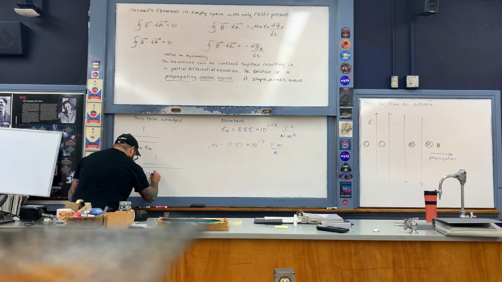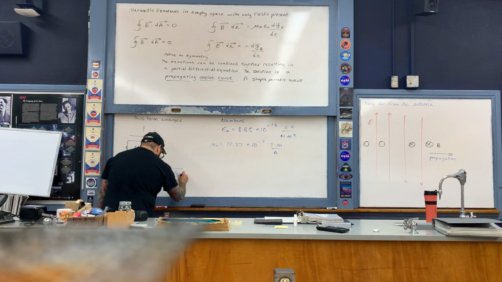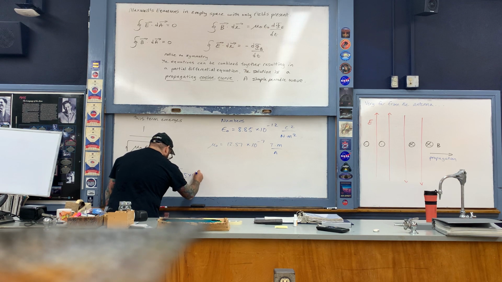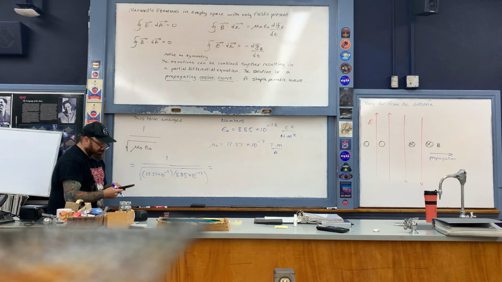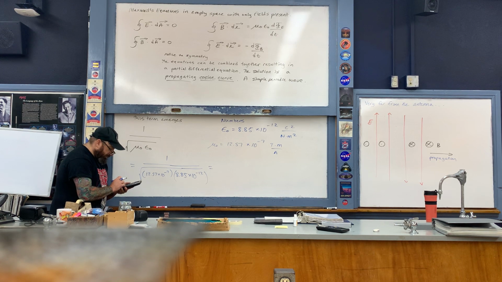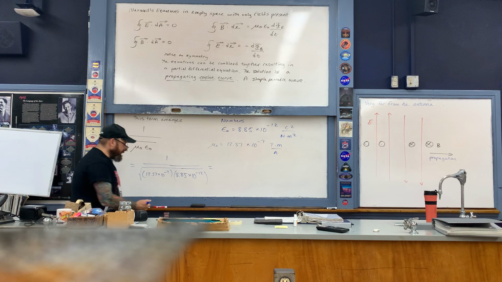All right, so 12.57 times 10 to the minus 7, and we'll multiply that by 8.85 times 10 to the minus 12. And then let's see what we obtain. So 12.57 times 10 to the minus 7, multiply that by 8.85 times 10 to the minus 12. Take the square root of all of that, and then put it all up into the numerator. And then I end up with this.